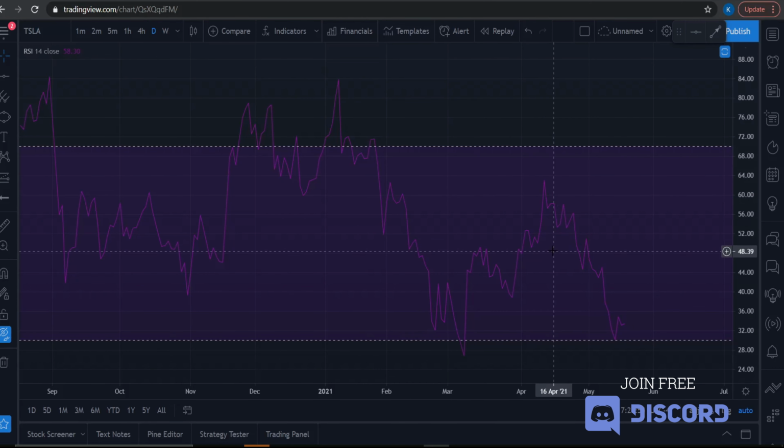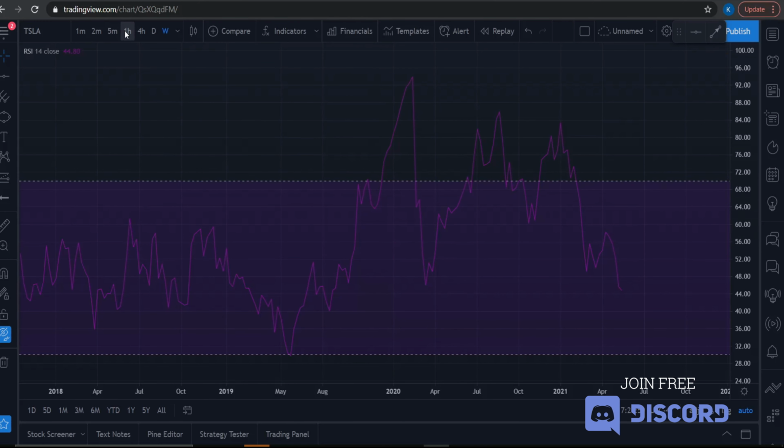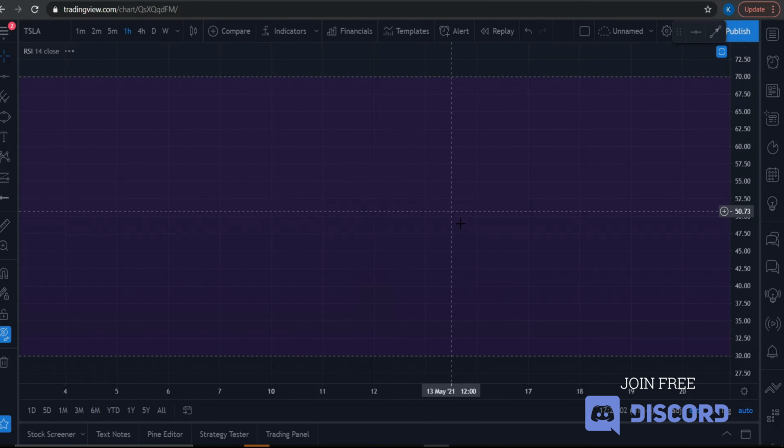Now, again, this is the day RSI. If you switch it to the weekly, you're going to get a different RSI oscillator. If you switch to the hour, again, you're going to get a different oscillator.